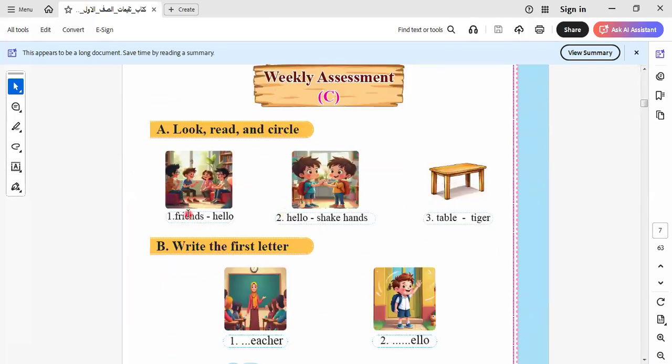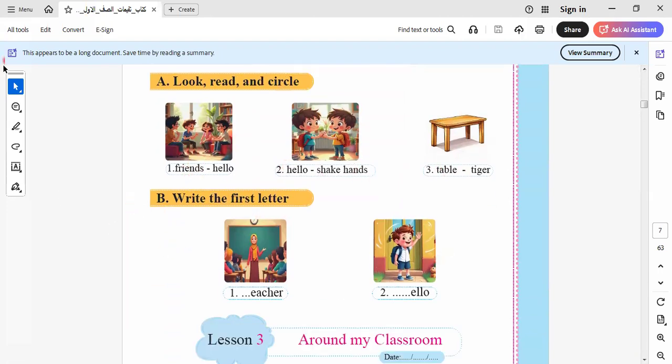Here we have France. Here is shake hands. Here is table. Here is teacher. Here is hello. So I would like to write capital T, capital H and small h. Here is capital H and small h, capital T and small t. Okay, capital T and small t, capital H and small h.